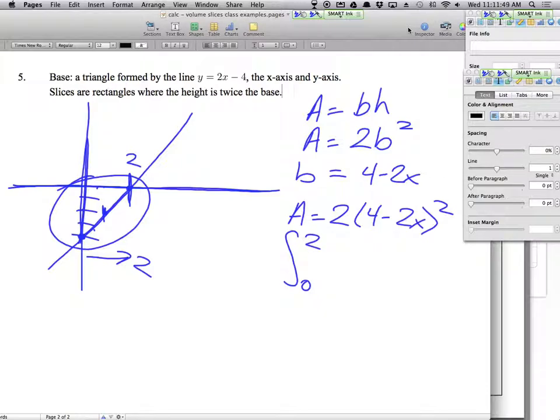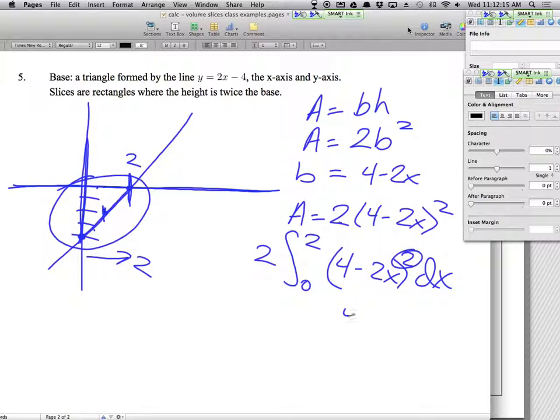And what can I do with this 2? Pull it out. So 4 minus 2x, parentheses squared, dx. Okay, now I think Zach was asking, do I need to multiply this thing out? No. You can if you want to, but you don't have to. What can I do to integrate that? Add 1 to the outside. Integrate the outside, that is correct.